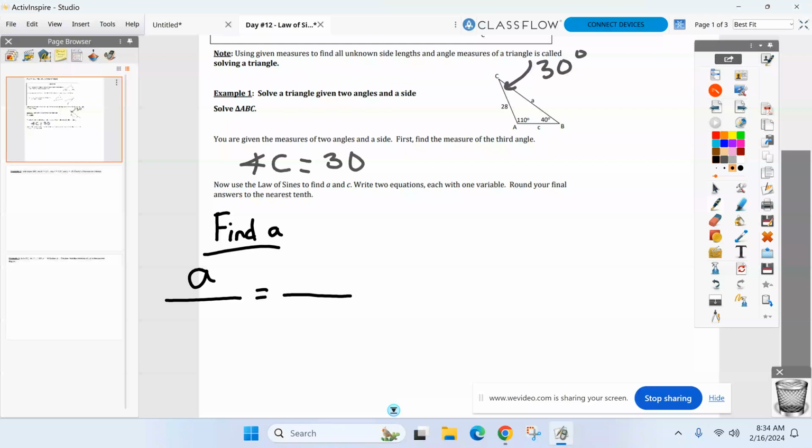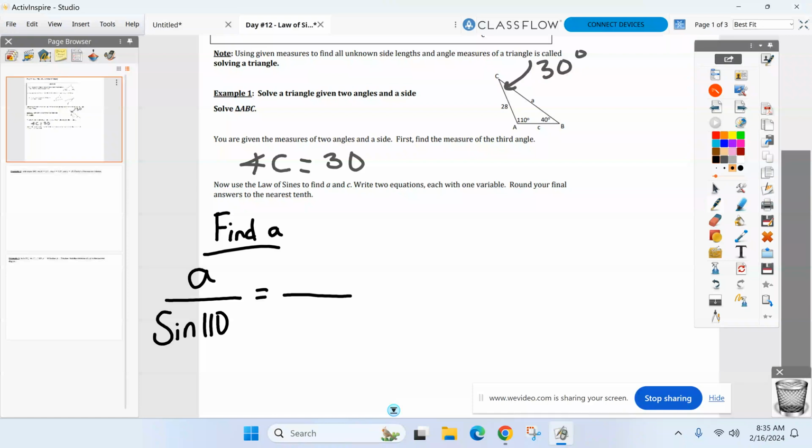Underneath it, you put the angle across from it. What angle is across from side A? I know it's angle A, but how many degrees is it? Everyone see it? It's 110 degrees. But I don't put 110. This is the law of sines. I put the sine of that angle, 110. So it's the side across from the sine of the angle across from it.